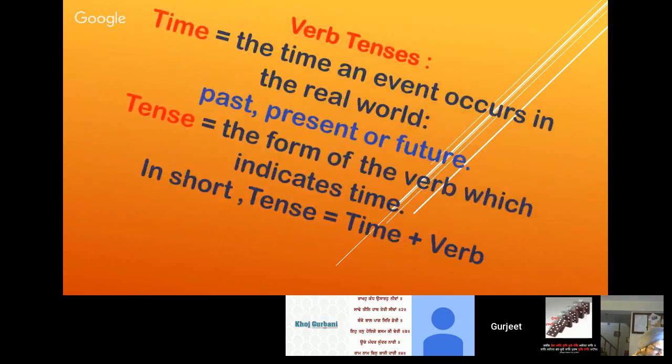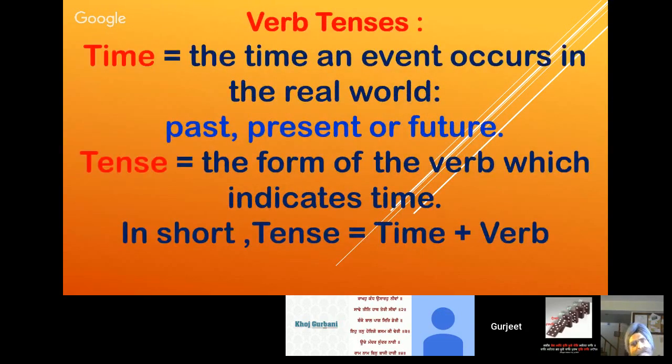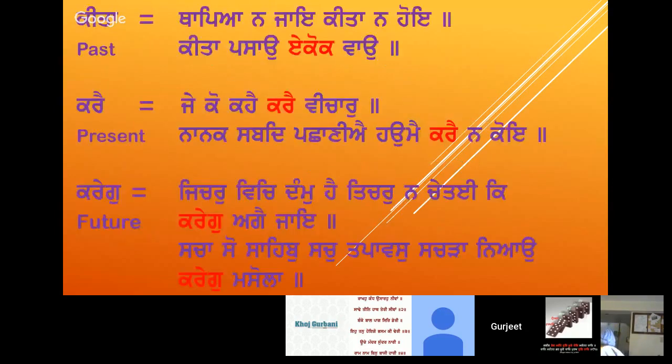In simple words, we can put it like this: time is when an event occurs in the real world, past, present, and future, and tense is the form of the verb which indicates the time. So in short, you can say tense is equal to time plus verb. A verb will have something on it to indicate the time. Its forms will change and we'll see how that works.